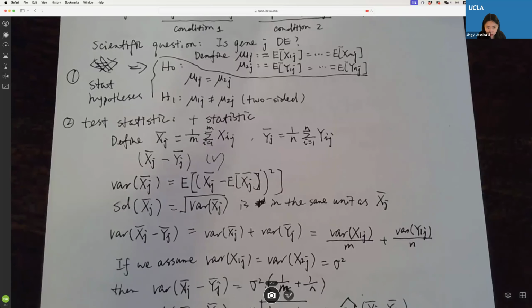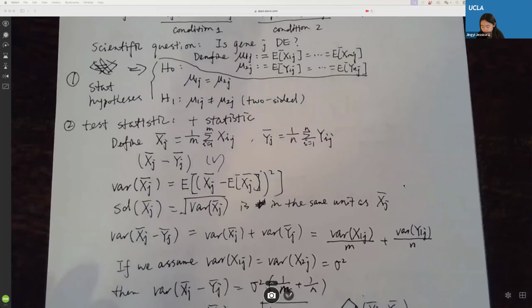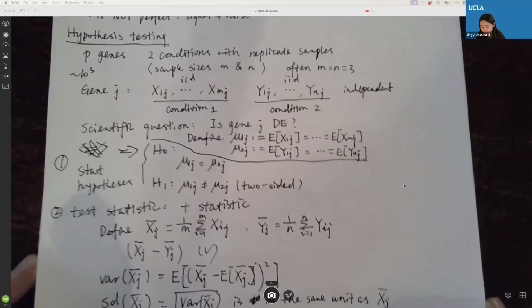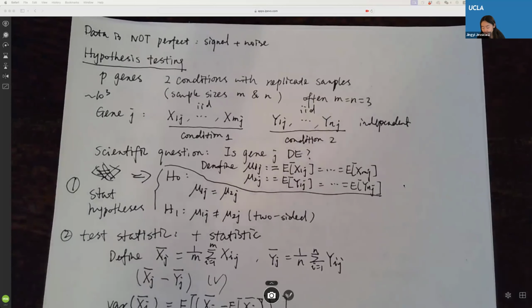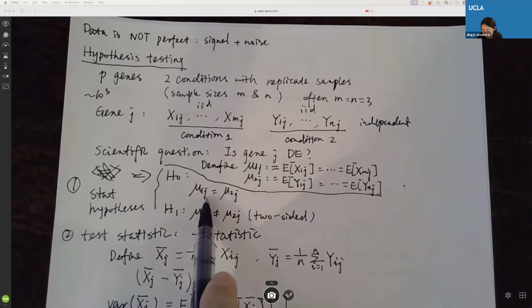Okay, so let's continue with our lecture materials. Last time we gave you a review, for some of you, and then some new information for others, about how we do hypothesis testing in the context of differential gene expression analysis. As I mentioned, for most so-called differential expression or DE analysis, we are interested in whether a gene, we call it gene J, has the same mean value under two conditions.